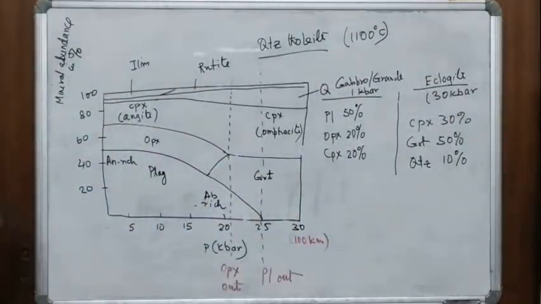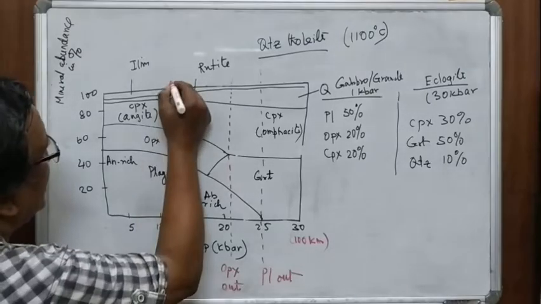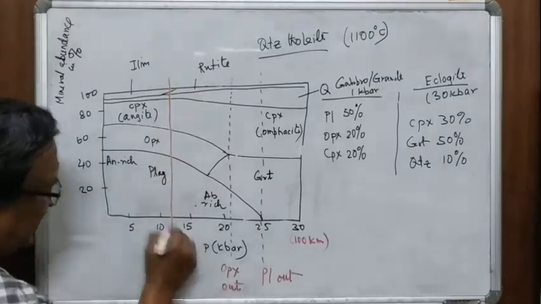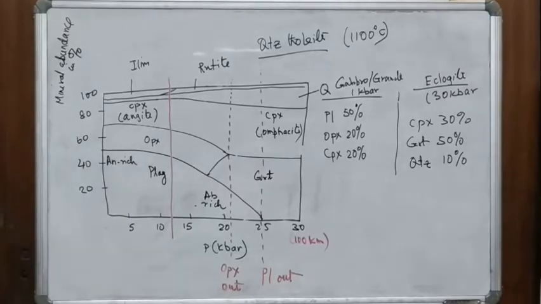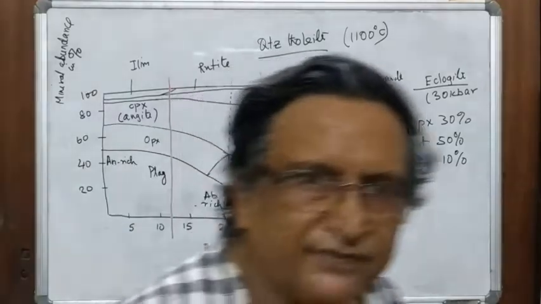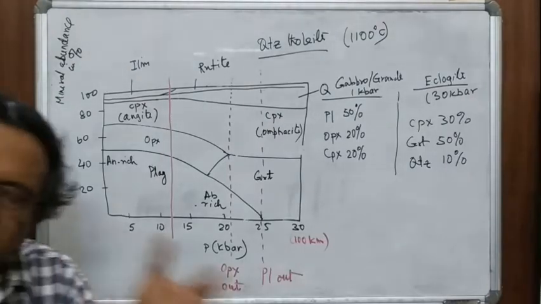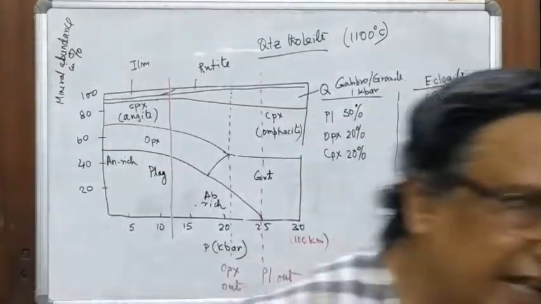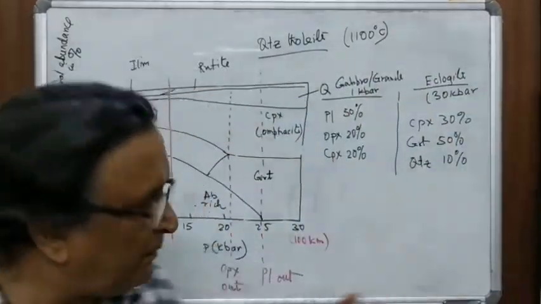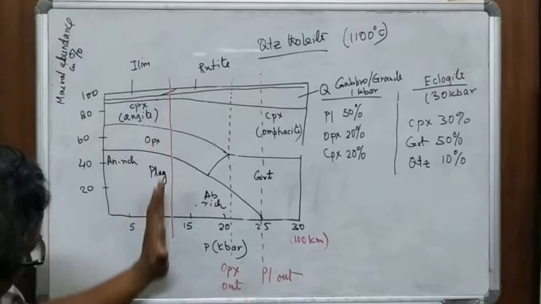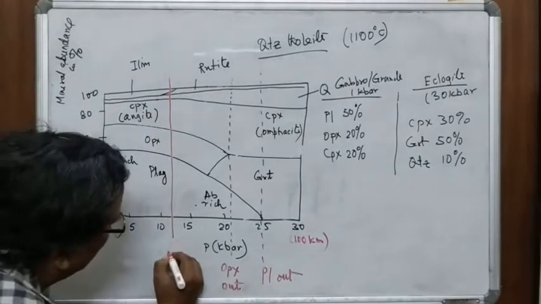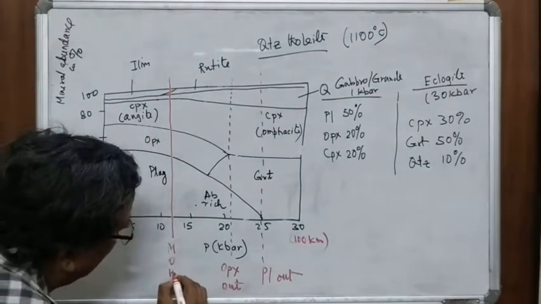So that means 35 kilobars would be a good average of the crust and the mantle, because the Mohorovičić discontinuity occurs at around 36 kilometers. If it's 36 kilometers, then you divide it by 3.3, roughly 11, 12 kilobars. This would be the boundary, roughly Moho.